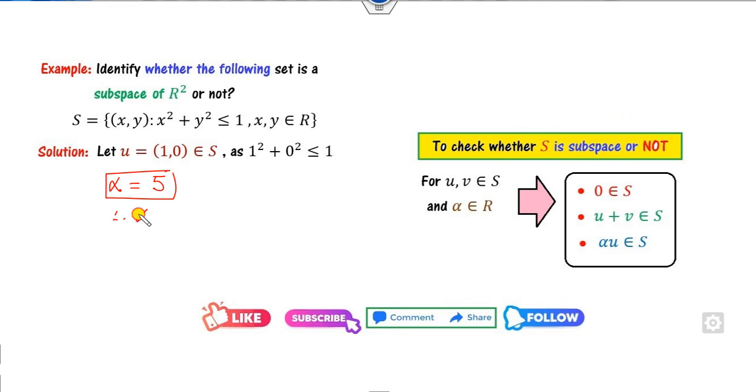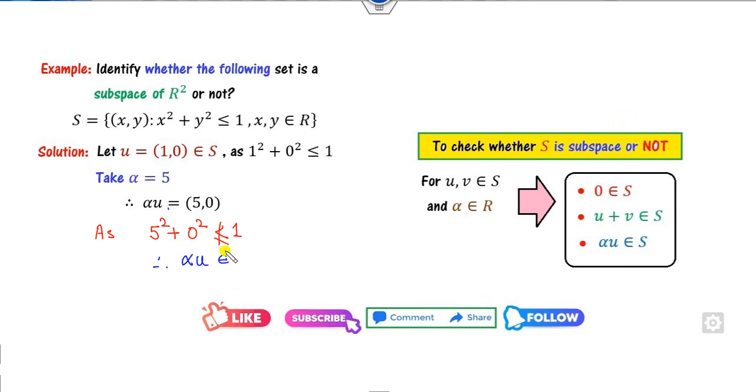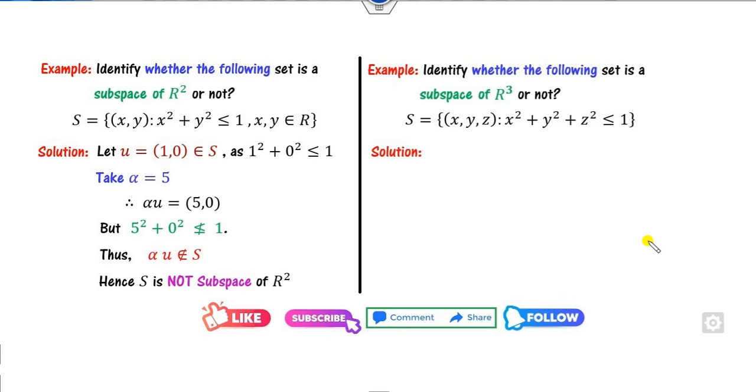Fine. What will be alpha times U? That's (5, 0). Does it satisfy this property? x squared plus y squared is not less than or equal to 1. So what does it mean? If it is not satisfied, that means alpha U is not part of S. So this property is not satisfied, hence it is not a subspace.